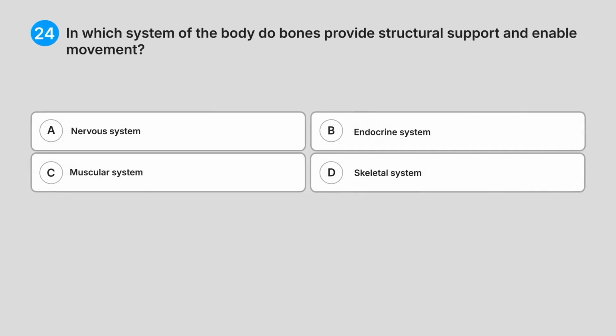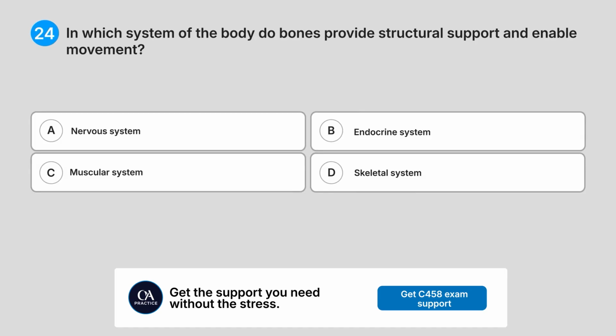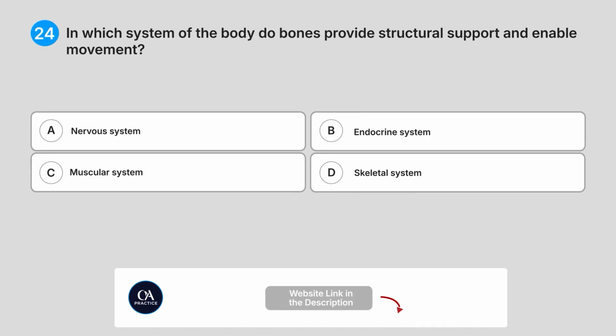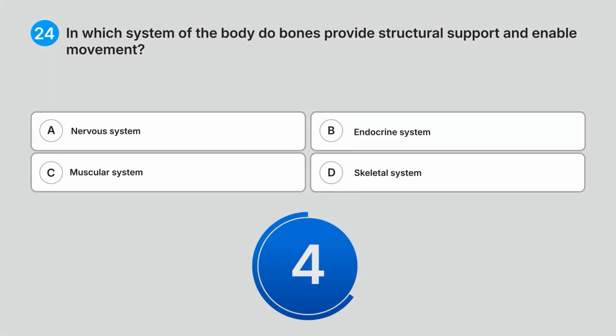24. In which system of the body do bones provide structural support and enable movement? A. Nervous system. B. Endocrine system. C. Muscular system. D. Skeletal system. Can you guess the answer?